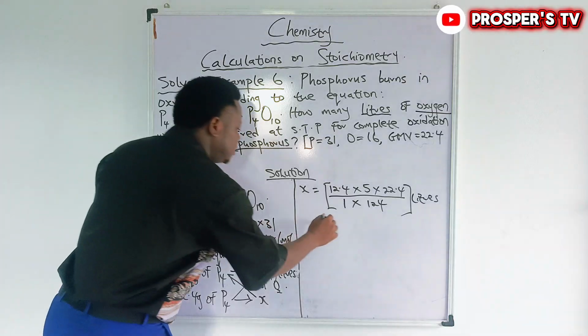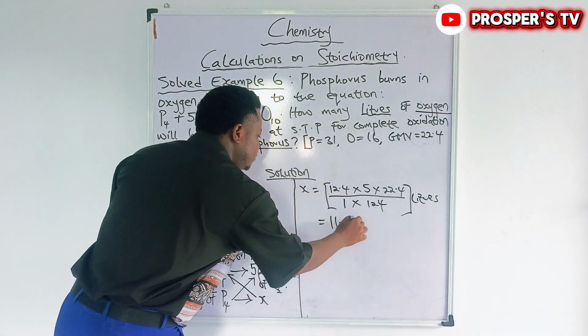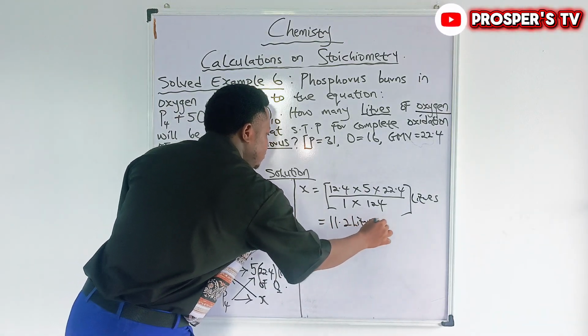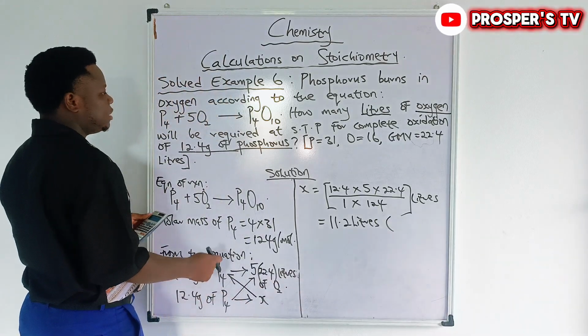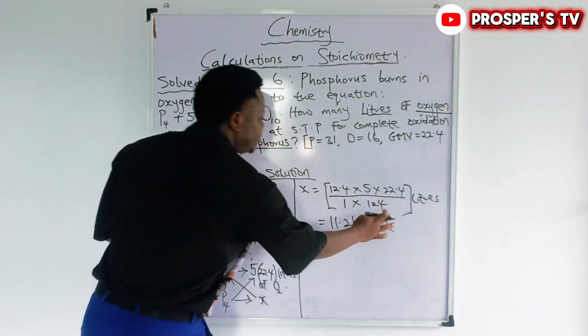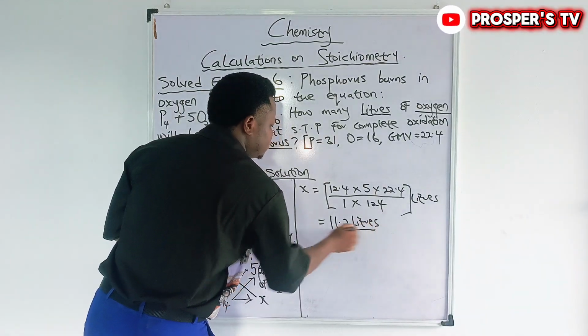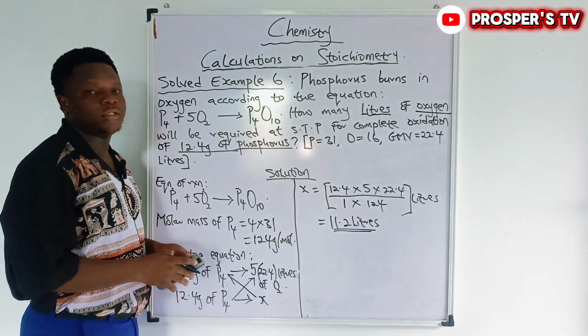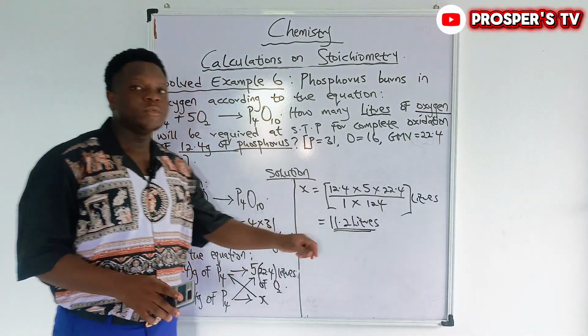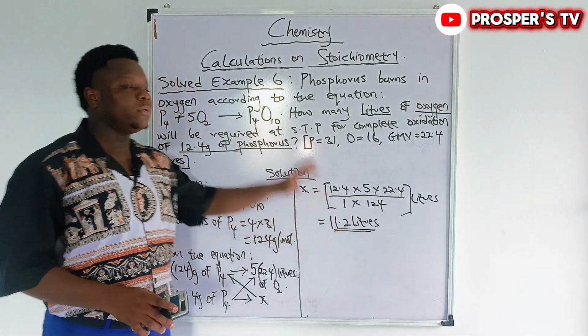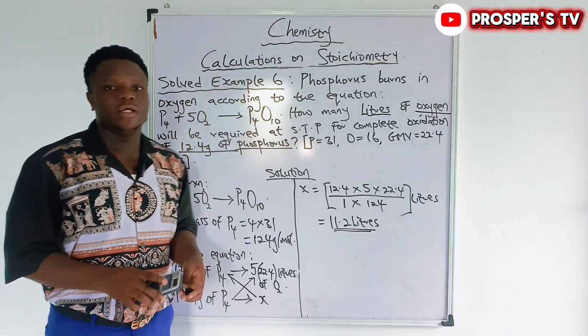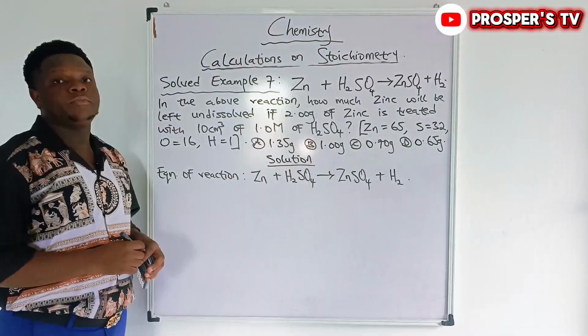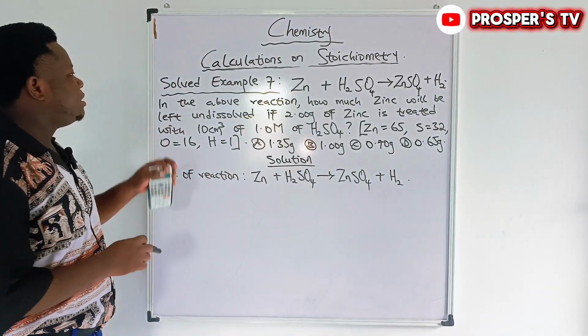So that gives us 11.2 liters, which corresponds to what option? Okay, the options weren't specified in this case. You could check your JAMB past questions and then you get the correct answer. So this gives us the answer for this problem. So we go to example 7 now. All right, now let's look at example 7.